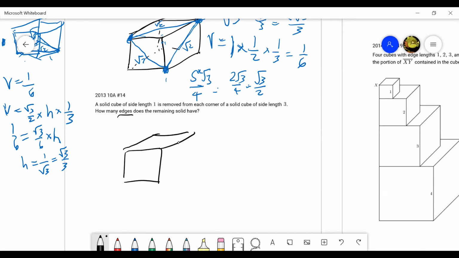So if we first have a cube, then it would kind of be like if we take a unit cube off of each of these corners. I'm not going to draw every corner, but it's kind of like that.